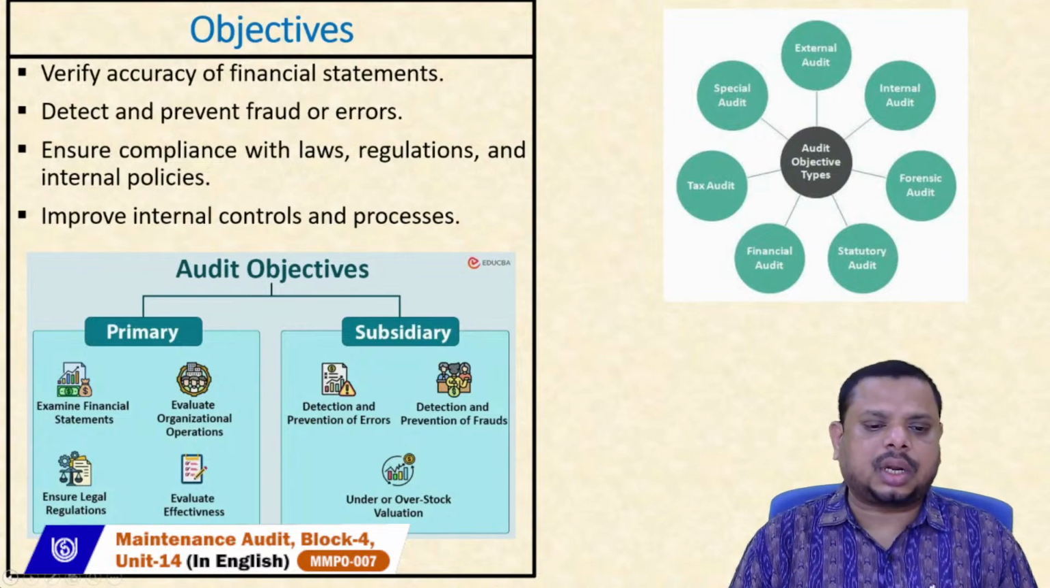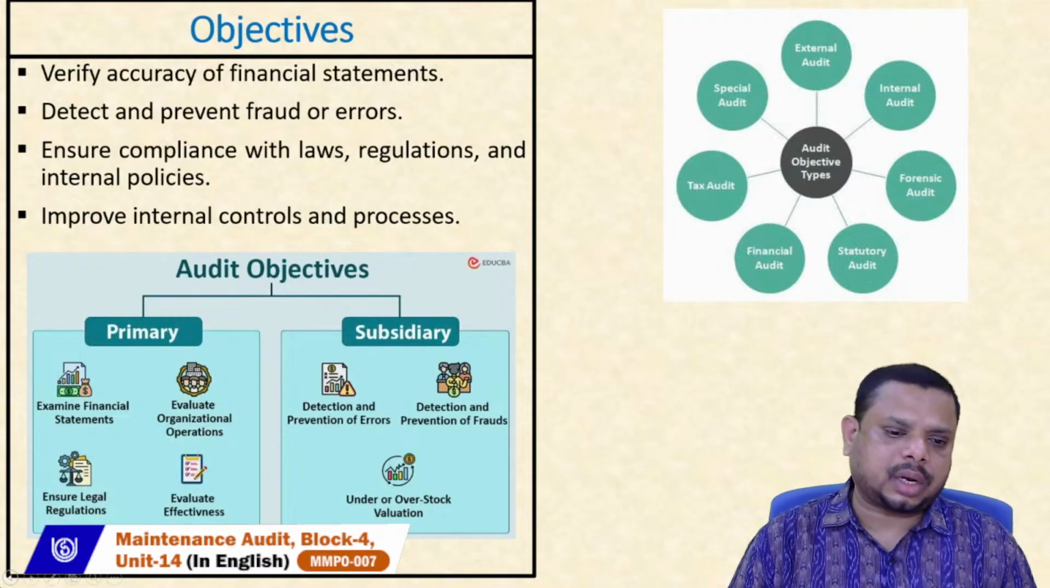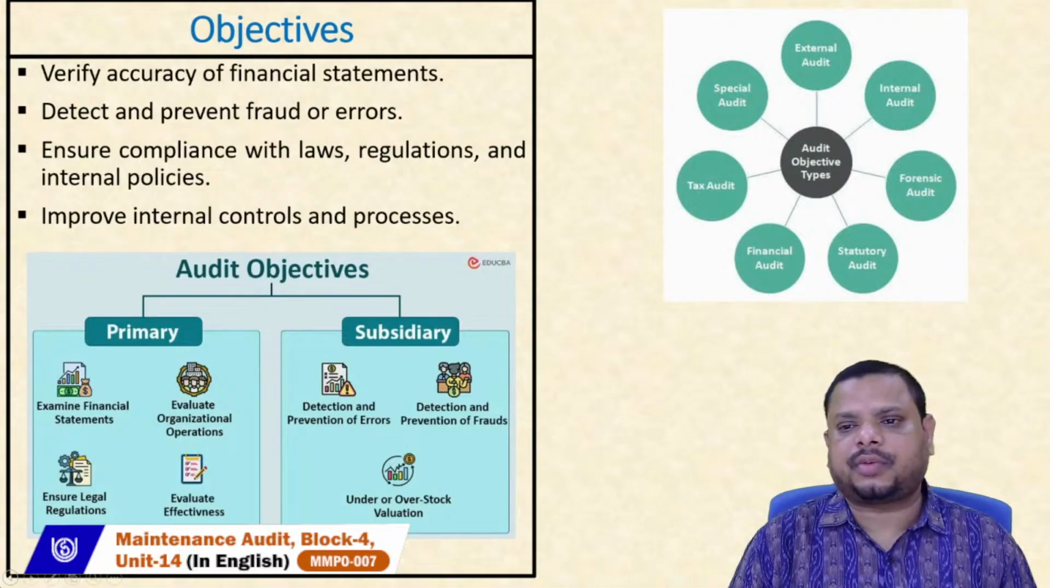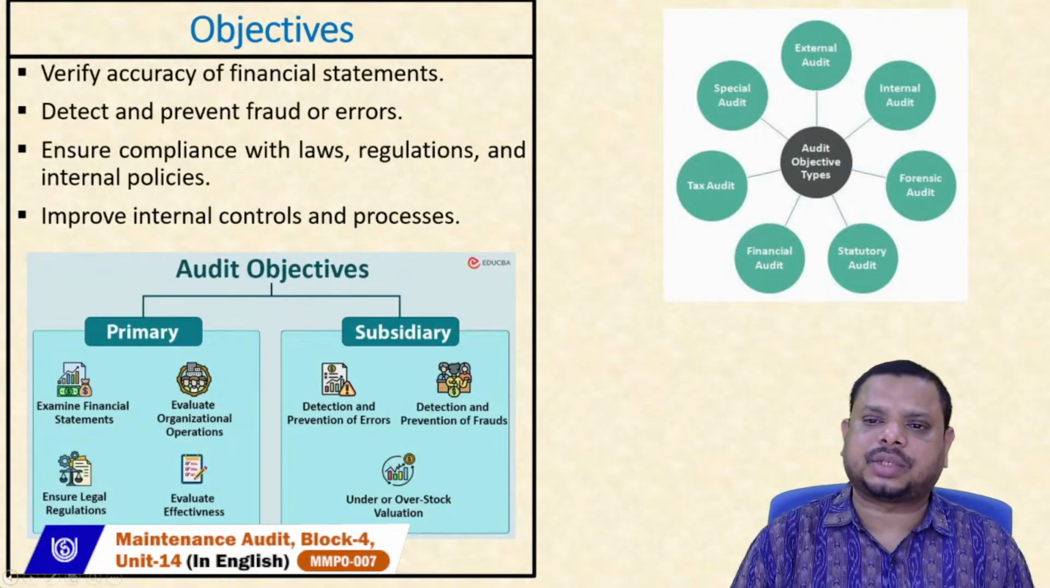The last one is under and overstock valuation. As far as internal audit is concerned, it needs to verify the stock level. If you go for an excess amount of stock, that directly impacts the entire production activities. So these are the basic objectives of your audit. I repeat, we have primary audit and we have subsidiary audit.